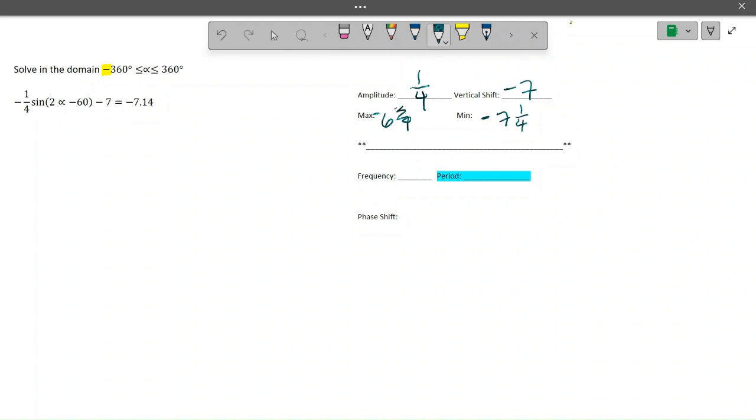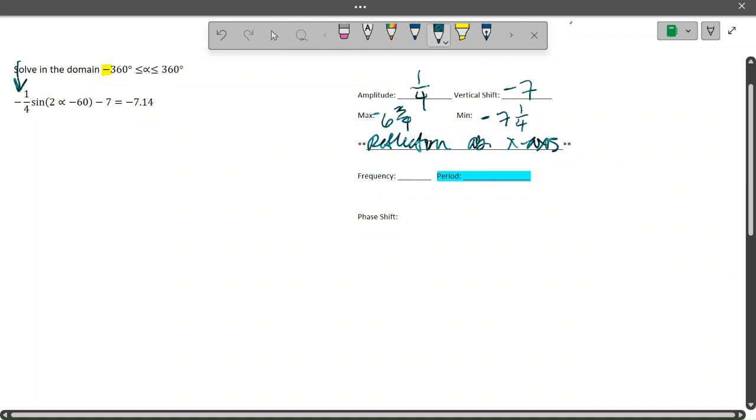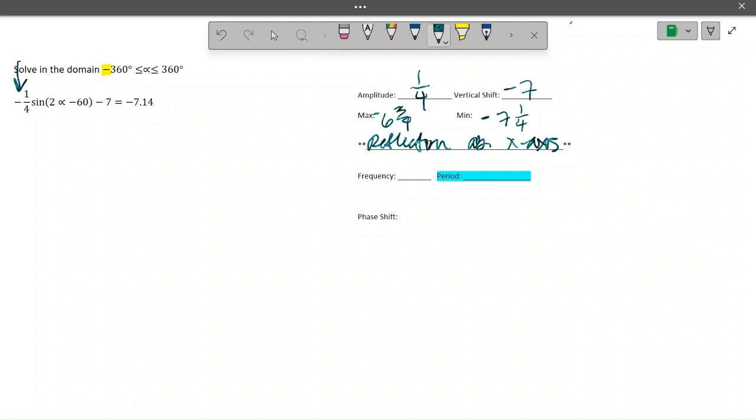Okay, I've explained how to do this throughout this video, so I'm not going to go into how I got those values. We also have a reflection about the x-axis. That's what this negative number is. So basically, every negative value becomes positive. Every positive value becomes negative. So that doesn't change our max or min. It just changes where they're located.